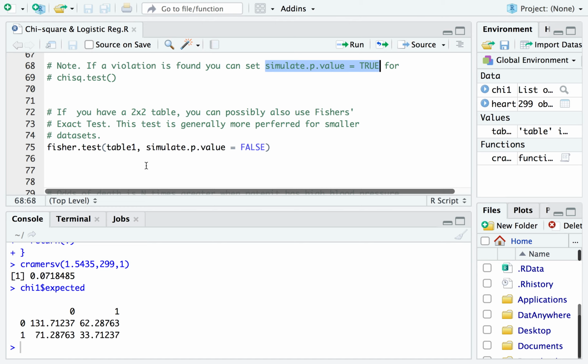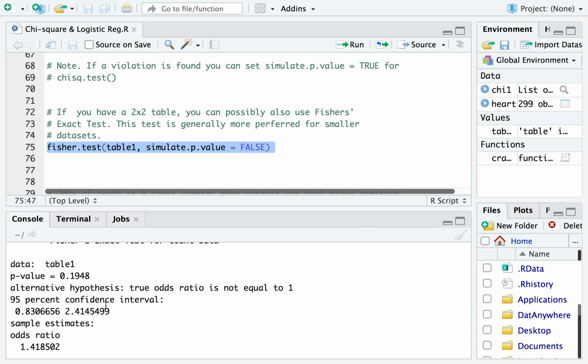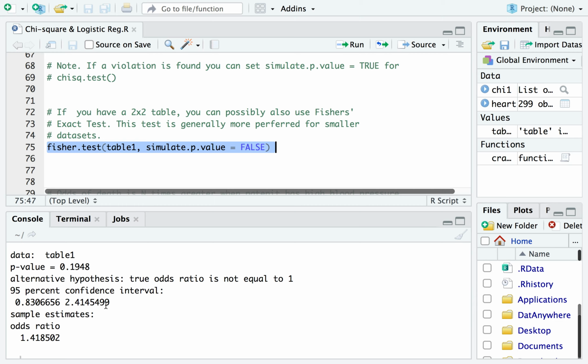Another option you can use if you have a 2x2 table is Fisher's exact test. You can use fisher.test, and let's run it really quick. It's generally more preferred for smaller data sets. The alternative hypothesis it's testing is whether the odds ratio is not equal to 1, meaning that the null hypothesis is that it is equal to 1. So if 1 is within this confidence interval, as you can see it is, you can't reject the null hypothesis. The odds ratio right here is 1.4, and the p-value indicates it's not significant.